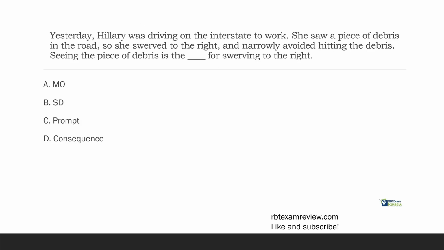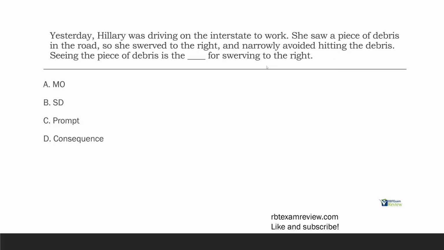Well, we're talking about seeing the piece of the debris in relation to swerving to the right. So let's go find that, right? So Hillary's driving to work on the interstate. She saw the piece of debris. That's the antecedent. Then she swerved to the right. Consequence is avoiding hitting the debris. Okay. Again, negative reinforcement, right? We take away hitting the debris. Okay, we avoided hitting the debris. Negative reinforcement. Next time Hillary sees a piece of debris, she's going to swerve again.